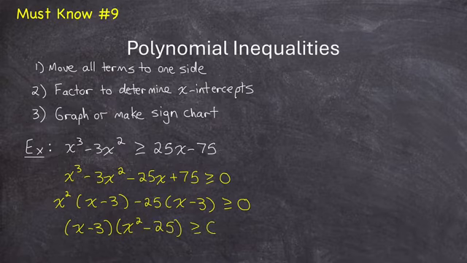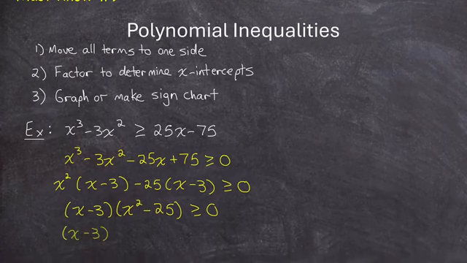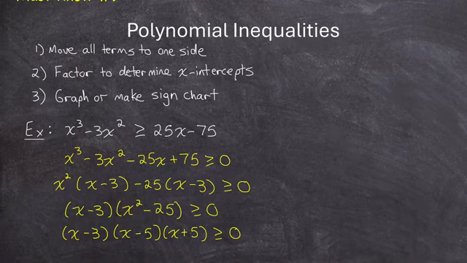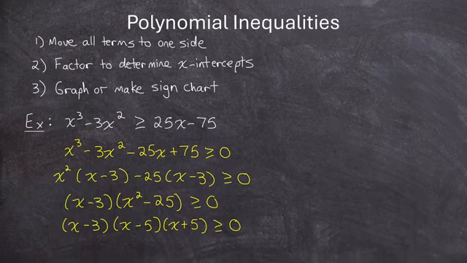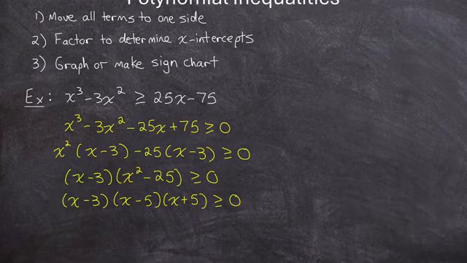And that x squared minus 25, that's a difference of squares. I could factor that further to x minus 5 times x plus 5. And the reason why we got this into factored form is because what we're going to do next is state the x-intercepts of this polynomial, which would just be the zeros of any of these factors.